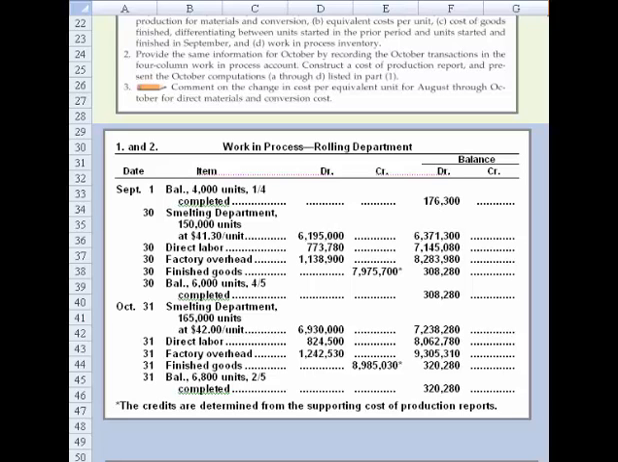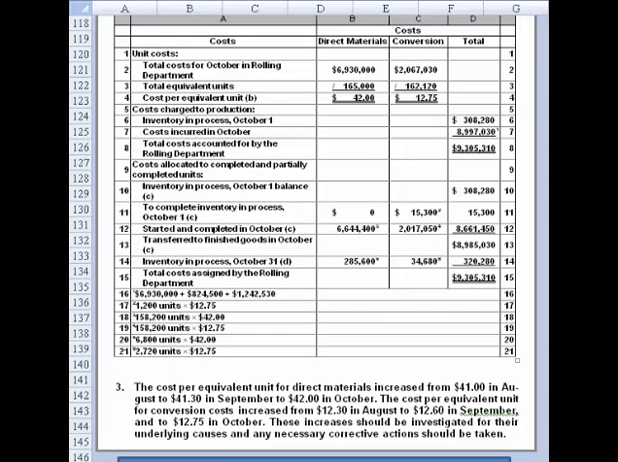Okay, the last thing we need to do is part 3, which is to comment on the changes in cost per equivalent unit that we saw from August through October. Okay, now I've slid back down and I want to show you the solution to that comment, which is that we saw cost of equivalent unit for direct materials increase from $41 to $41.30 and then up to $42. So we're seeing an increase in equivalent unit per direct materials. Okay, for conversion cost it increased from $12.30 to $12.60 and then to $12.75 in the month of October.